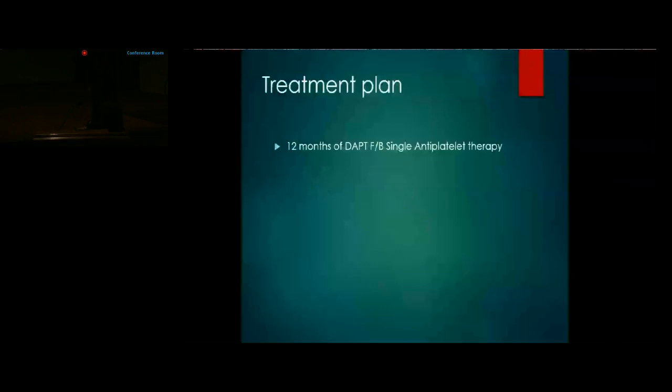Treatment plan: patient has been advised a treatment plan of 12 months of DAPT followed by single antiplatelet therapy.